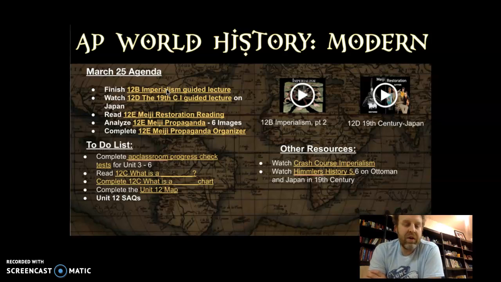If you can't, you should grab a piece of paper and jot down some of the really important information contained in the slides, so you're doing some more active learning. So that's the first thing you should do: finish up that lecture on imperialism.